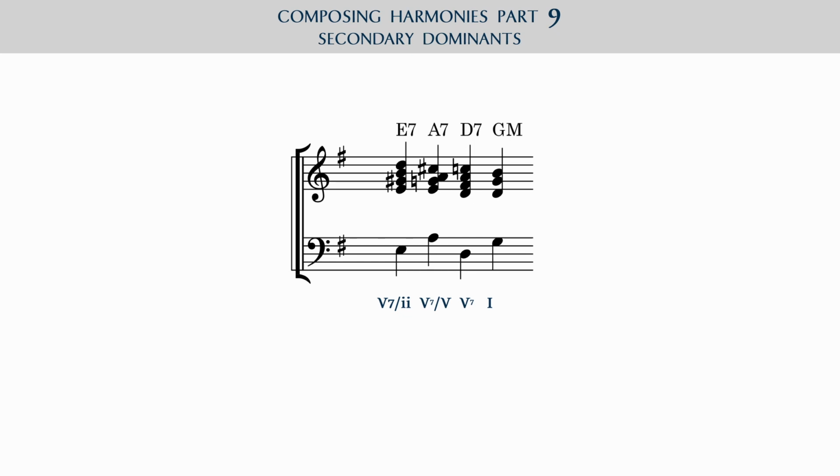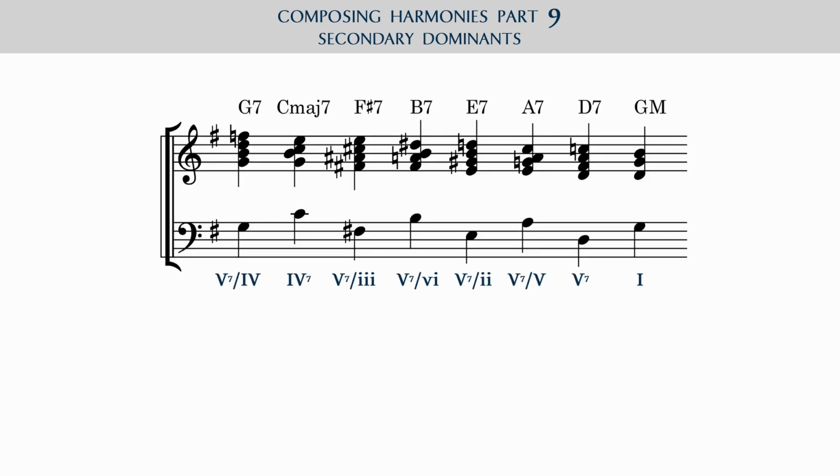So I could continue moving backwards here all the way back to a G7 chord, which is the tonic G chord plus a dominant seventh, which means it's temporarily tonicizing a C chord. So you'll call this G7 chord a 5-7 of 4.